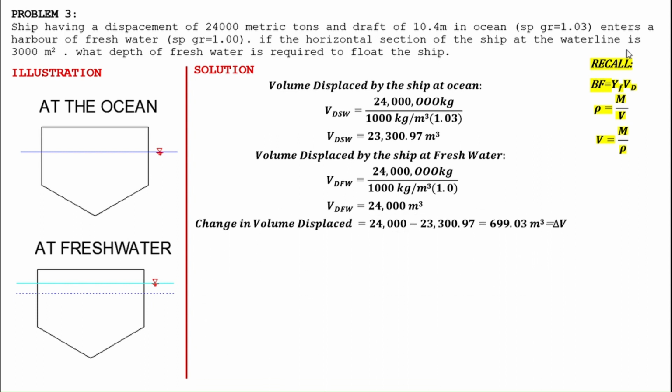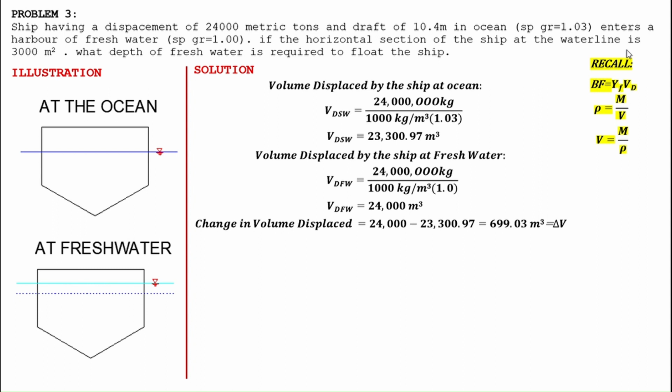Next, we need to determine the change in volume displaced from ocean to fresh water. That is, 24,000 cubic meters minus 23,300.97 cubic meters, equal to 699.03 cubic meters.